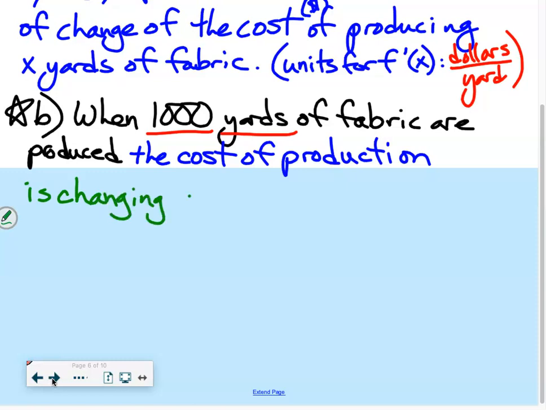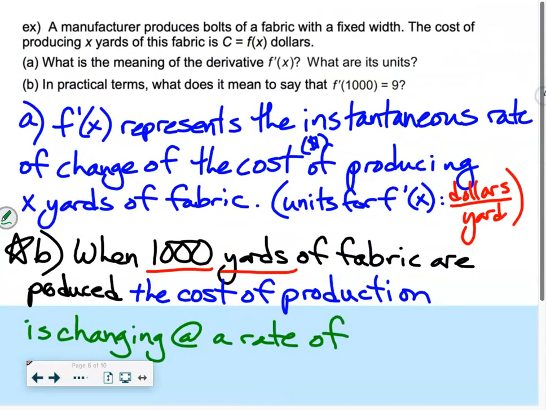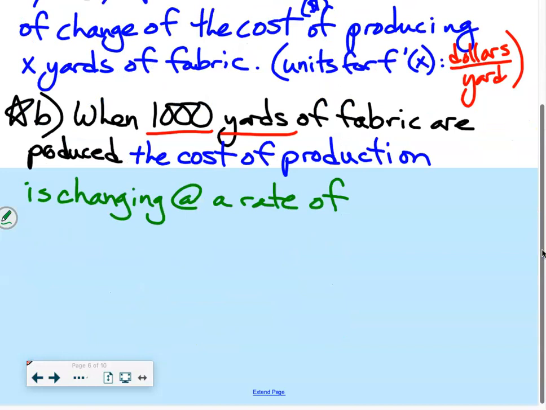changing at a rate of. So this is your y. The changing at a rate of is what makes it a derivative. Now, we said f prime of 1,000 is 9. 9 is not a y value. It's a derivative value. It's the rate of change, right? So don't confuse. It doesn't say f of 1,000 is 9. It says f prime of 1,000 is 9. This is a derivative. So the cost of production is changing at a rate of 9.